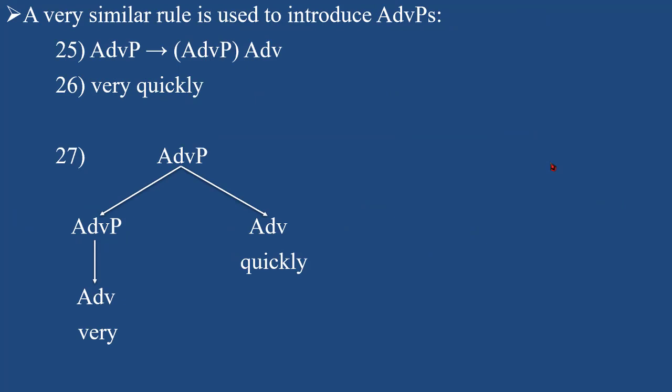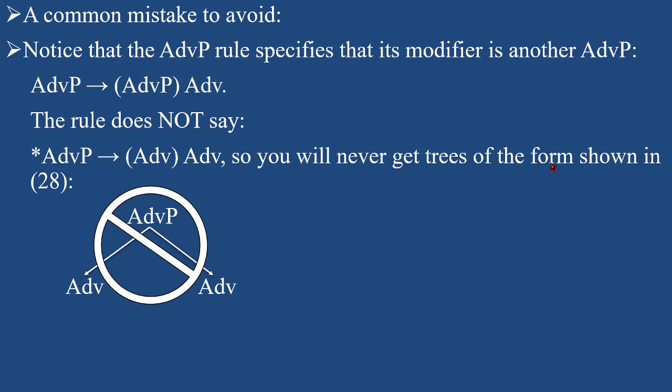A very similar rule is used to introduce adverbs. This is the base rule for an adverb phrase: an adverb phrase consists of an optional adverb and an obligatory adverb. The example is "very quickly". We have the adverb "very" and the adverb "quickly".